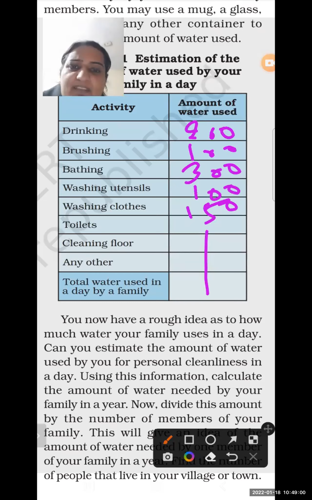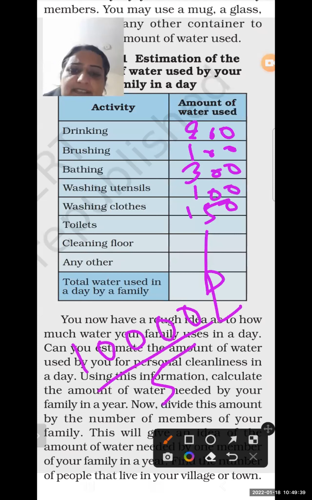Similarly, we can find the amount in a day, and then multiply it by the total number of days in a year, and we can get the total amount of water used by our family in a year. Now divide this amount. Suppose in a year we use 10,000 liters of water, and if there are five family members, divide this by 5. This will give the amount of water used by one person.